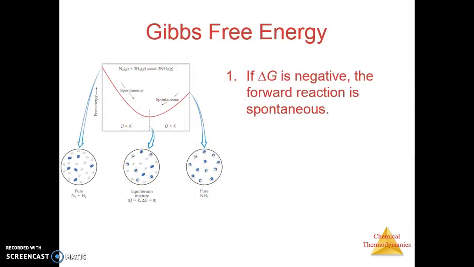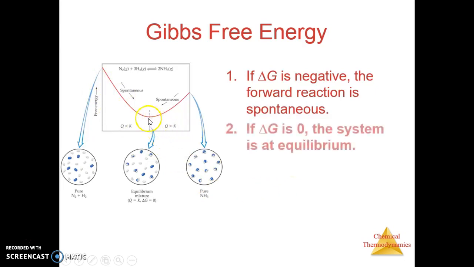So here's a graphical example. If delta G is negative, that means the forward reaction is spontaneous. So the amount of free energy is going to decrease as I move from reactants to products. I'm losing energy from the reactants as the reaction progresses. When I hit this bottom point where delta G is equal to 0, that's where the system is at equilibrium. So it can go either way.